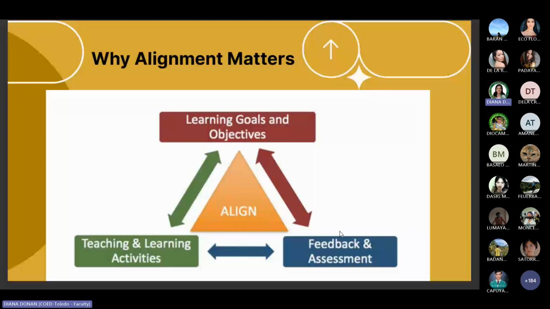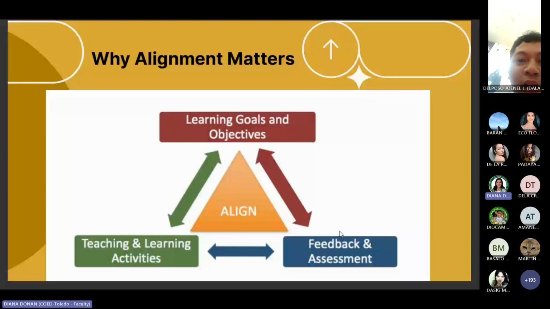Second, we plan our teaching and learning activities. These are the methods and strategies we use to help students reach those goals, for example, through lectures, group work, experiments, role plays, and more. And third, we design feedback and assessment tools to measure if the goals were achieved.